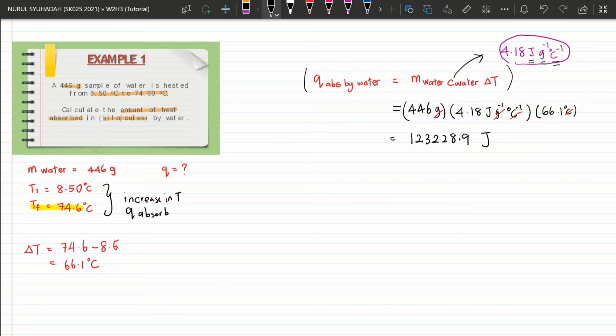But look back at the question. It asks to find the amount of energy, the amount of heat absorbed in kilojoules. So what you need to do? Divide by 1000. So you will get your answer as 123.23 kilojoule. Okay, now let's move on to example 2.